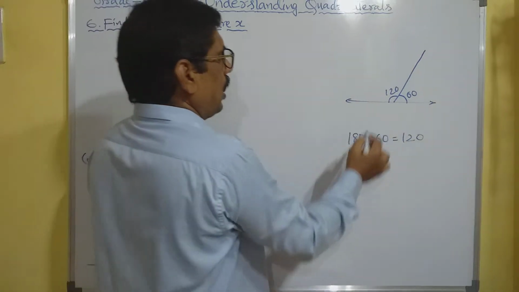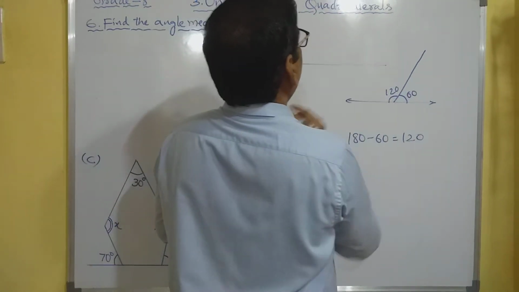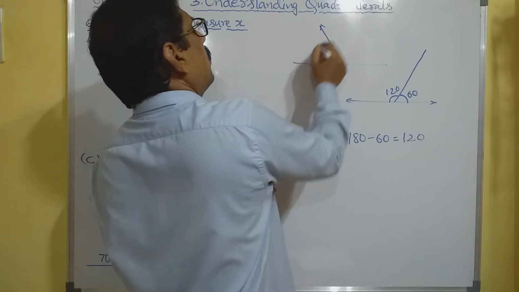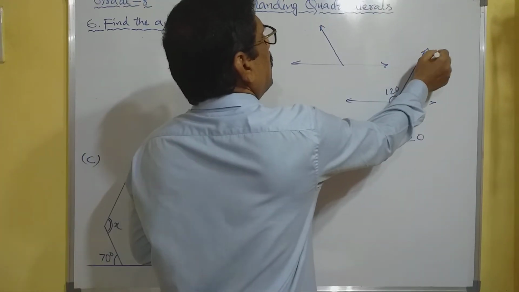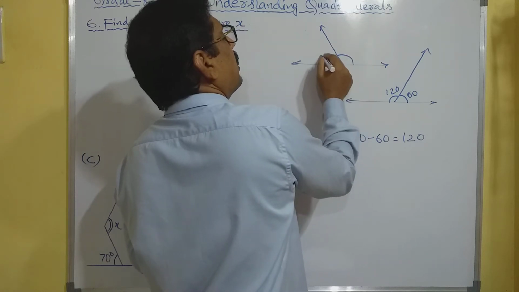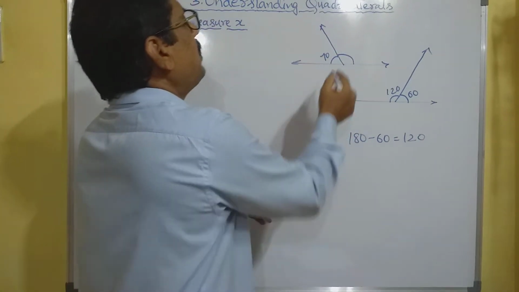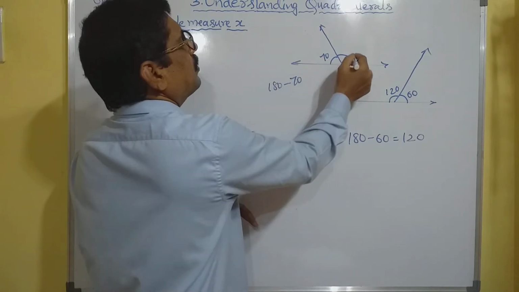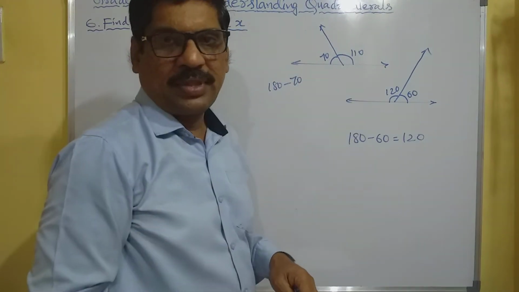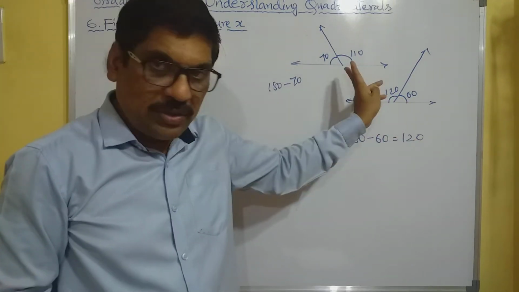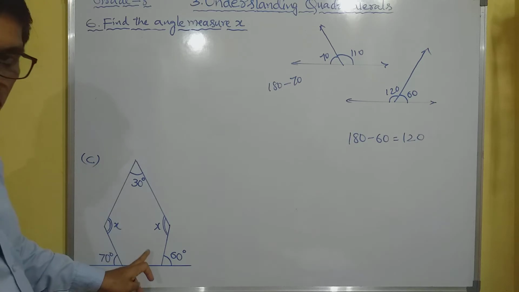Now, like this, if you have one more line like this, and if there is a ray like this, and if this angle is 70, what will be the other side angle? So obviously we have to subtract from 180. 180 minus 70, this is 110. Observe these two. By using these two points, we can answer this problem.